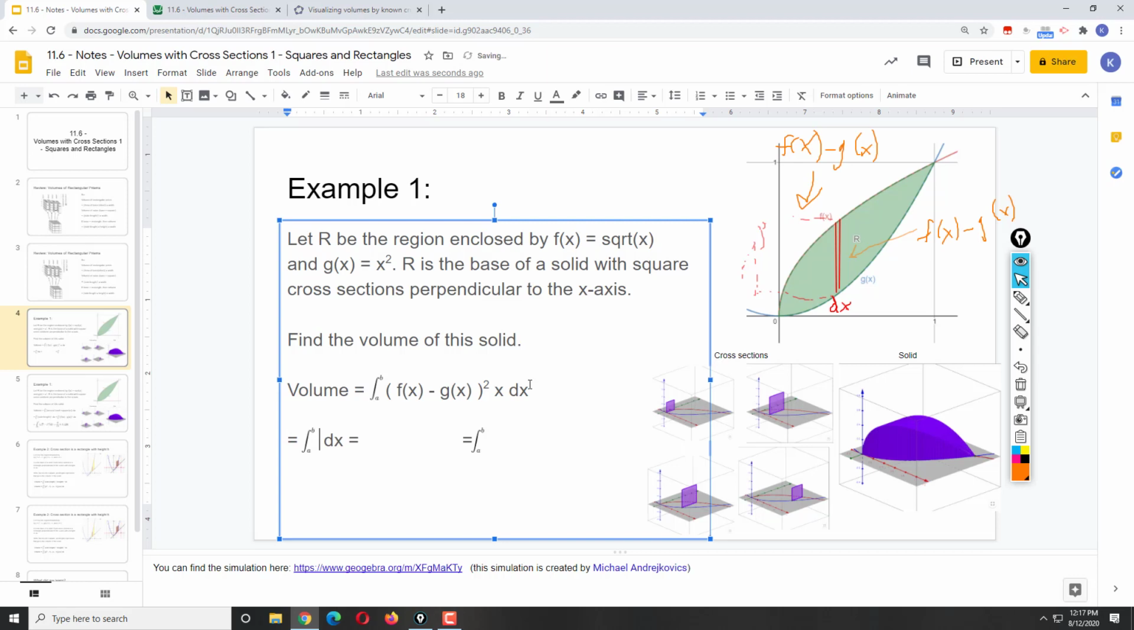So this has to equal f of x, which is square root of x, minus x squared, and we take the whole thing and we square it.